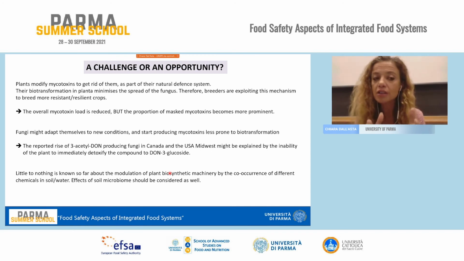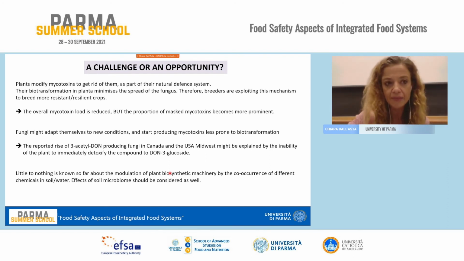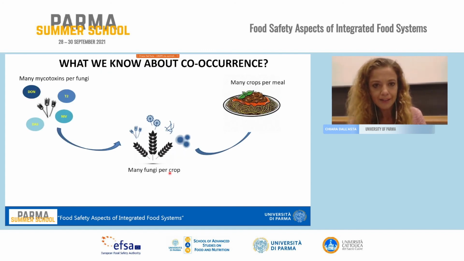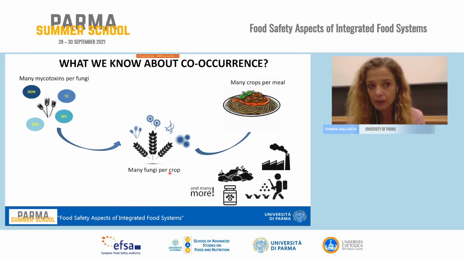This is extremely important, not in terms of current risk assessment, but in terms of a prospective risk assessment. So what we need to be able to do in 5, 10, 15, 20 years. Coming back to the starting picture, what we know about co-occurrence. You already know the story, but I hope now you know that we missed something. We missed all the chemicals, we missed the environment, we missed how the plant may interact with the environment and with mycotoxins and fungi as well.